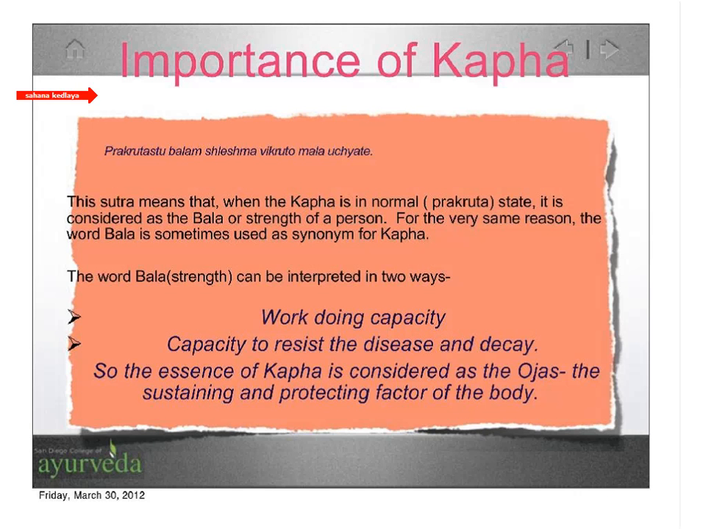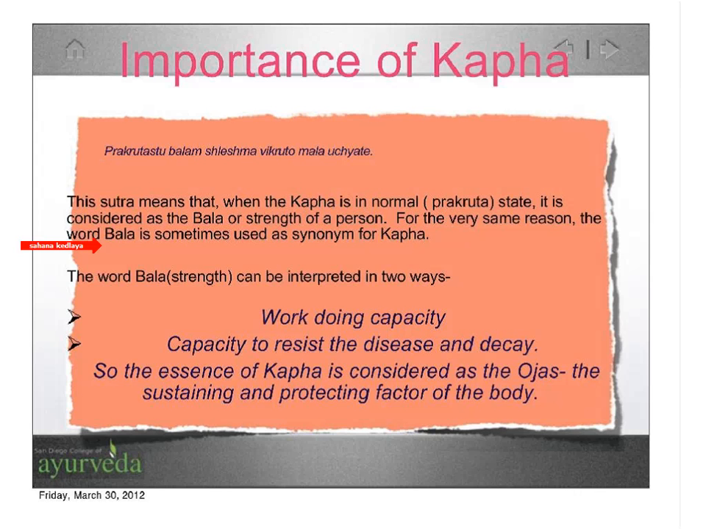Though it is said last, it is also very important in the maintenance of life. So what Ayurvedic scholars say is Prakritastu balam shleshma vikruto mala uchyate. This sutra means that when the Kapha is in the normal or Prakrita avastha, it is considered as the bala or strength of a person. For the very same reason, the word bala is sometimes used as a synonym for Kapha.